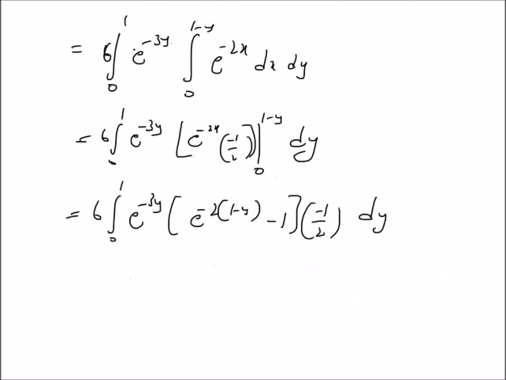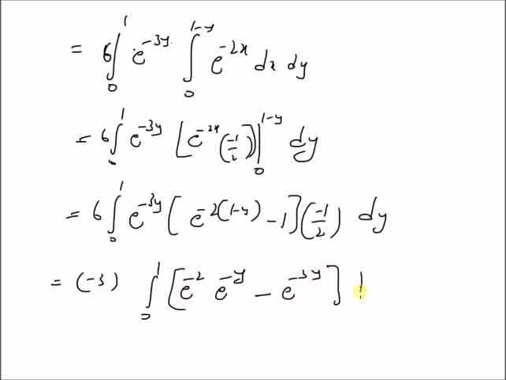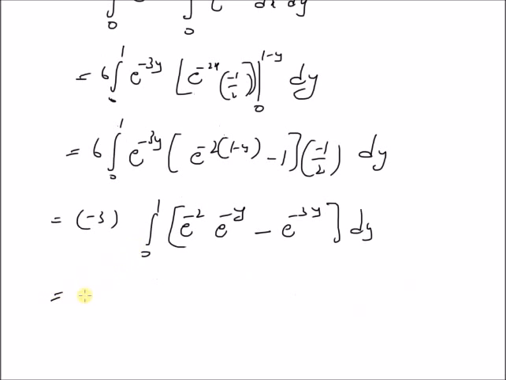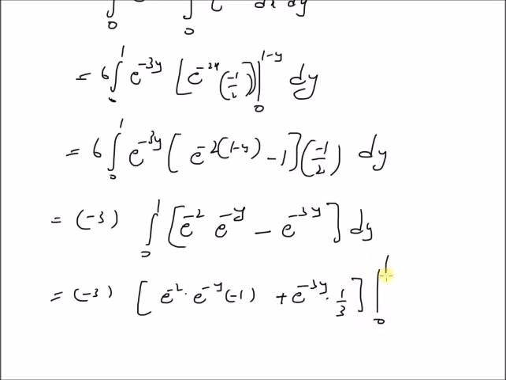Upon simplification, we have minus 3 times the integral from 0 to 1 of e^(-2) times e^(-3y+2y), that is e^(-y), and the other term is minus e^(-3y). So this is the final integration. Continuing, we have minus 3 times e^(-2) e^(-y) times minus 1, plus e^(-3y) times 1 by 3, and the limits are 0 and 1.